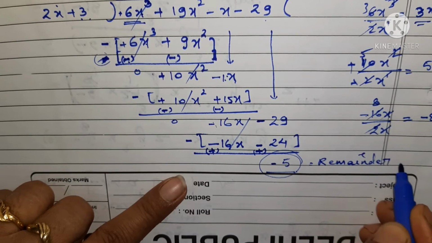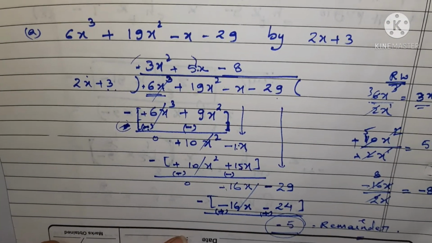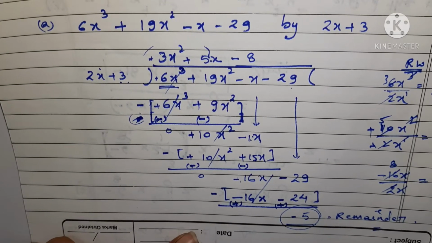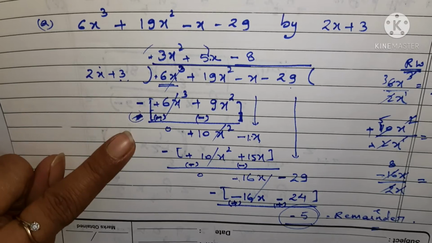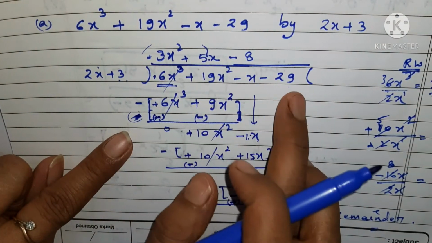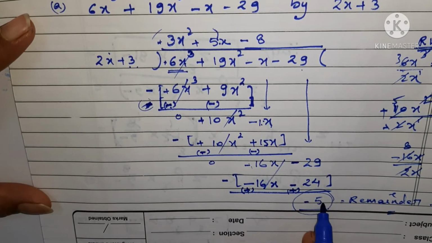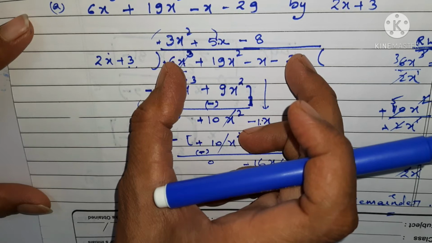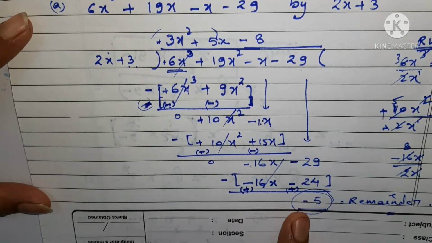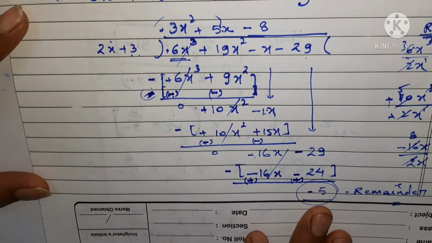Okay, so this becomes the quotient and this is the remainder. It means you can see that 2x plus 3 is not the exact divisor, not the exact factor of this expression which is given to you. So this is how we are dividing. If you will get 0 here, it means this becomes the factor of this dividend. But we are not getting 0, it means it is not a proper factor.